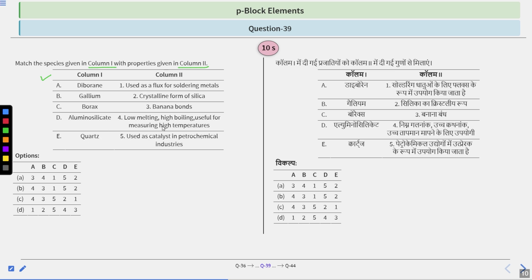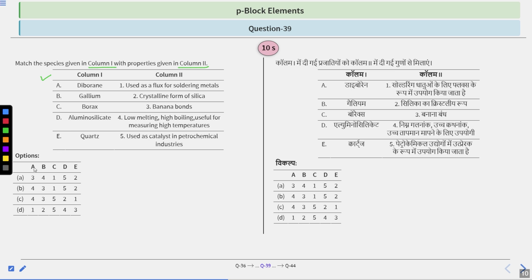In column 2, some properties are given, like used as a flux for soldering metals, crystalline form of silica, banana bond, low melting, high boiling, useful for measuring high temperatures, used as catalyst in petrochemical industries. So these are some properties given in column 2. Now what we have to do is match column 1 to column 2, that means species with their respective properties.